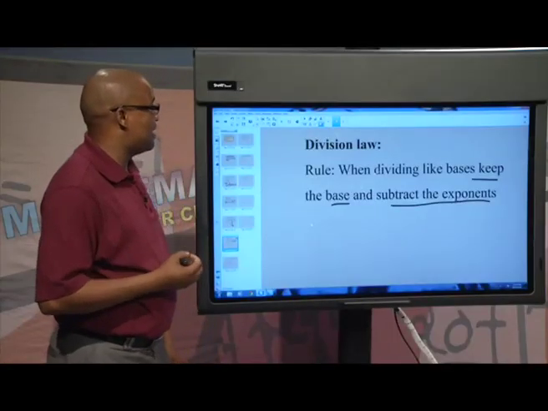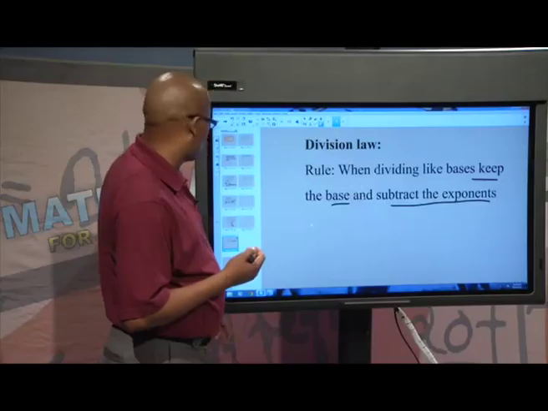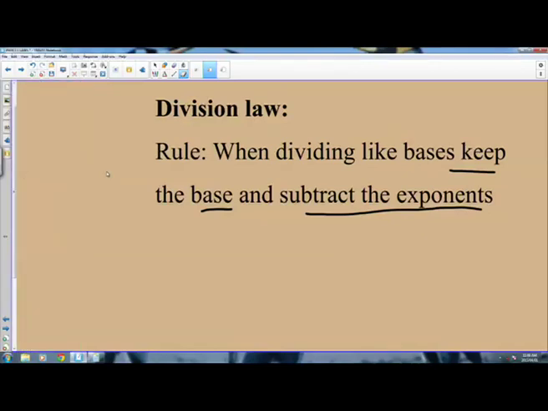Remember, we are still dealing with the division law of indices. And the law says when dividing like bases, keep the base and subtract the exponents. Now, let us represent this statement in a mathematical concept. So, if we have x to the power 5 divided by x to the power 2, the bases are the same. So, what do you do when you are dividing situations where the bases are the same? To illustrate this one more, let us have a look at the general form. Then we'll go back to this.